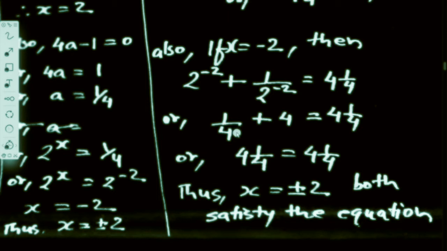Here, 1 by 4 plus 4 is 4, 1 by 4, and 4, 1 by 4 is the same. Both are the same. So, thus, x equals plus or minus 2. Both values of x satisfy our equation, so both are our answer. In this way, we got the value of x.